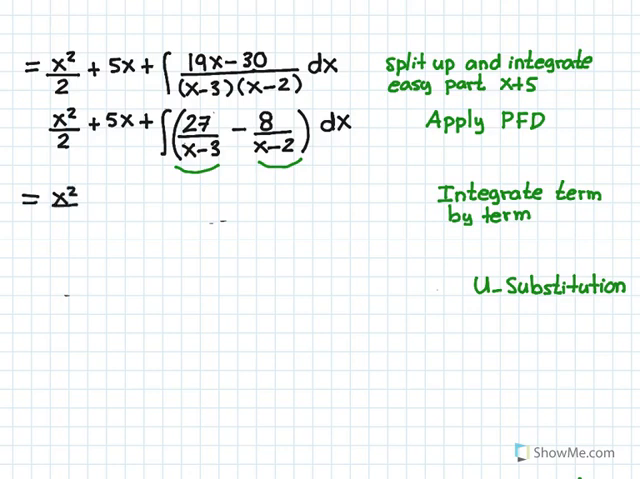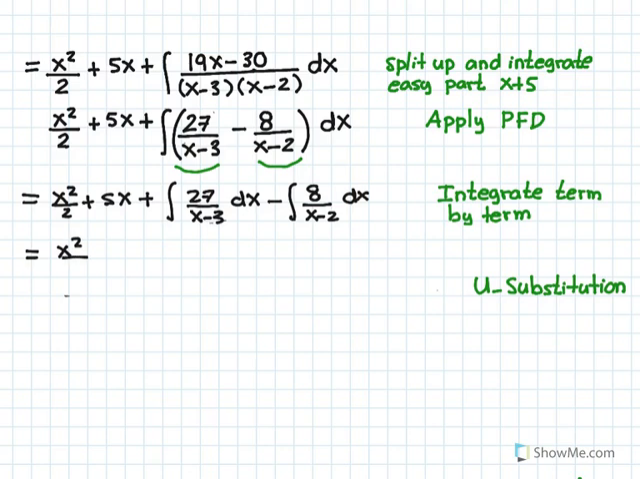We have x squared over 2 plus 5x. And now let's split up the integrals. Plus the integral of 27 divided by x minus 3 dx minus the integral of 8 divided by x minus 2 dx. That gives us x squared over 2 plus 5x. Now 27 is a constant. It passes through the integral, so we can write 27 times the integral of 1 over x minus 3 dx minus 8, because 8 is a constant that passes through the integral, times 1 over x minus 2 dx.